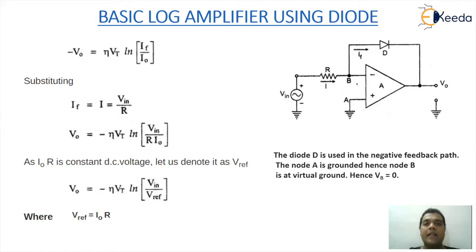When you apply KVL to the output loop, you will have minus VF minus V naught is equal to 0 and you will get VO is equal to minus of VF. And that's the reason we end up at the equation shown on the left hand side as minus of V naught is equal to nu VT log of IF by I0.